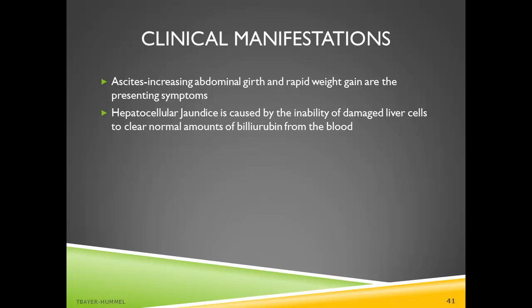Some clinical manifestations associated with liver failure that we've been discussing all along include ascites, which is increasing abdominal girth and rapid weight gain, and hepatocellular jaundice, caused by the inability of damaged liver cells to clear normal amounts of bilirubin from the blood.